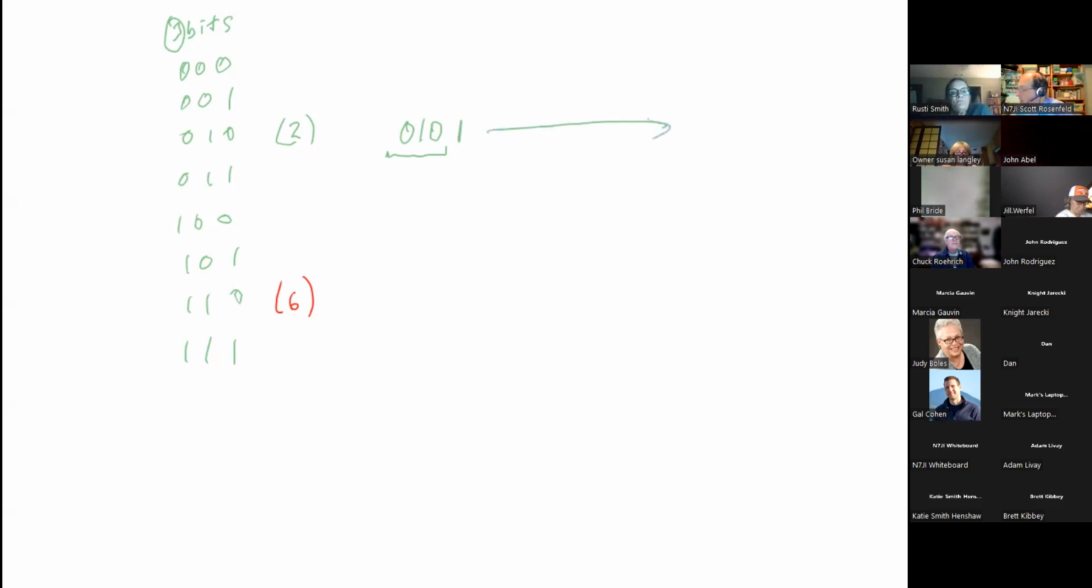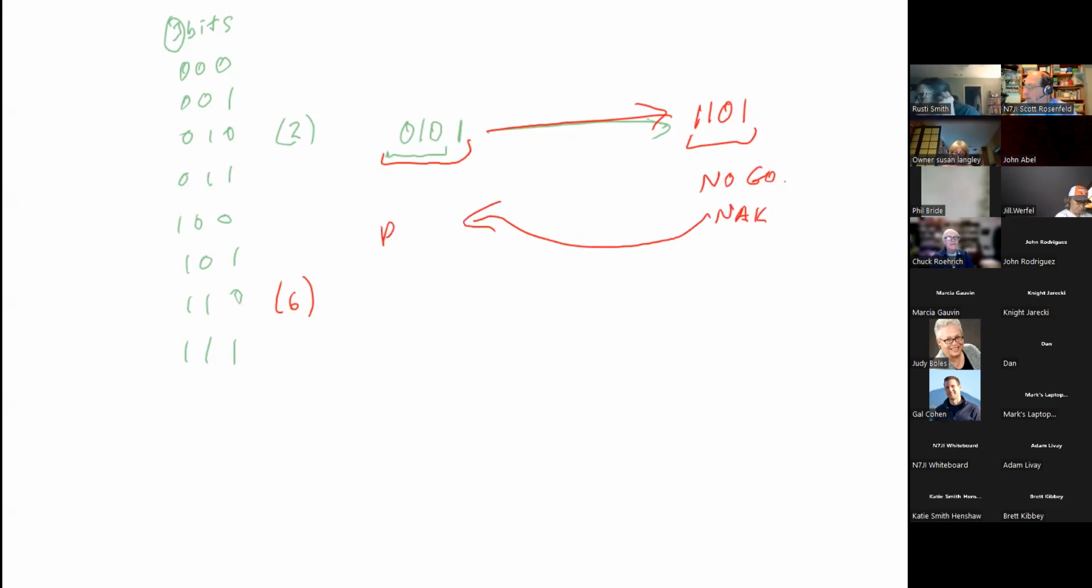There's still some static or noise in here, and it gets distorted, and they still have the same problem, and they get 1101. Do they have an odd or even number of ones in there? Odd number. How many did I send? There should always be an even number. So they can look at this and say, no go. That would be called a NAK or a no acknowledge, or basically, I got it wrong. And they would send this NAK packet back and say, please resend.